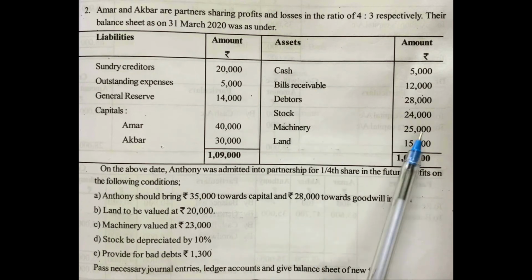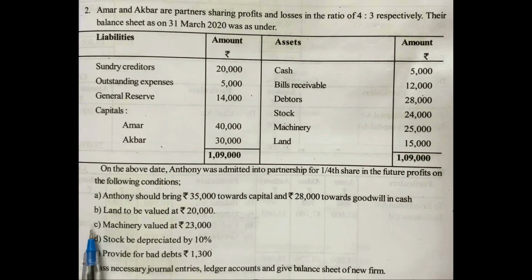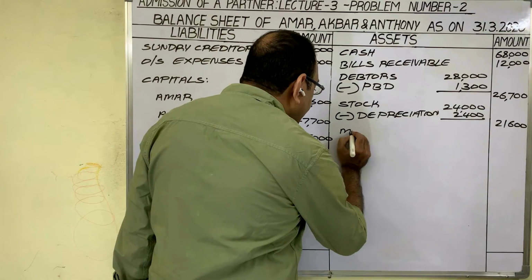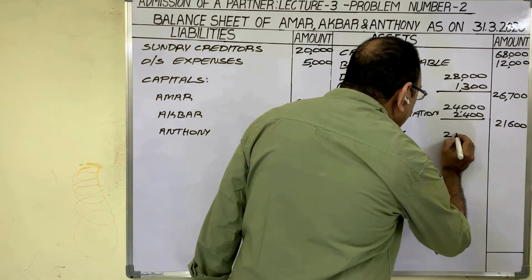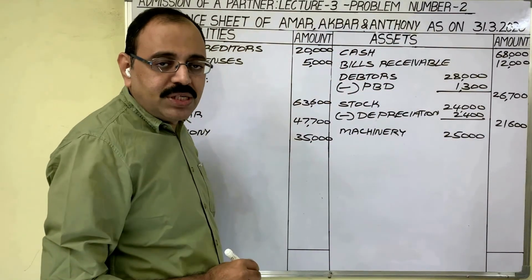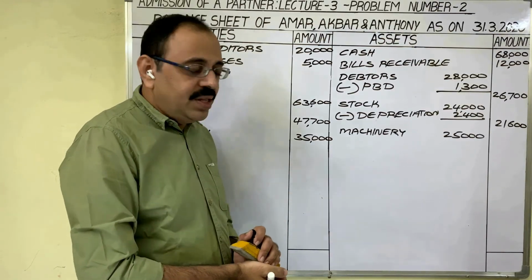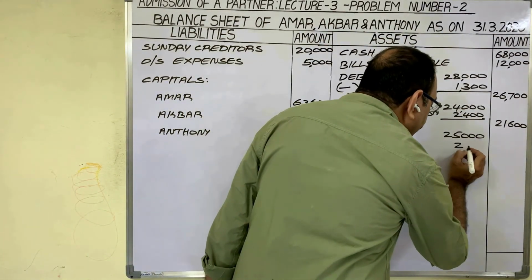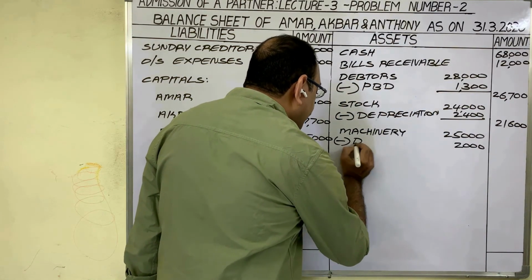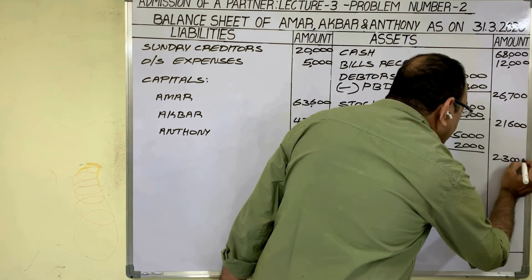Next machinery 25,000 rupees. Related to machinery, there is one adjustment: machinery valued at 23,000 rupees. Machinery, its book value is 25,000 rupees and its market value is 23,000 rupees. Means the machinery value is reduced by 2,000 rupees. This 2,000 we have to deduct from 25,000 rupees, and that is depreciation. Now the machine value is 23,000 rupees only.